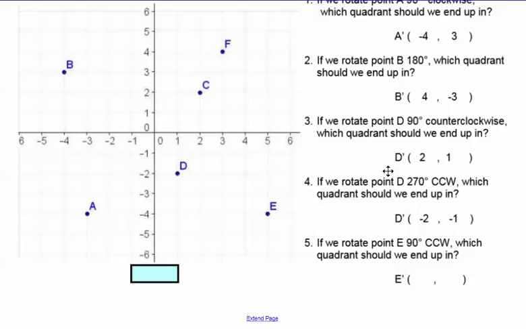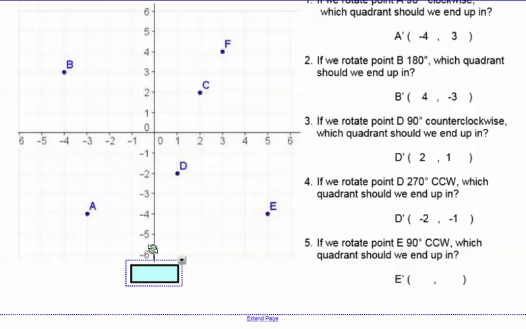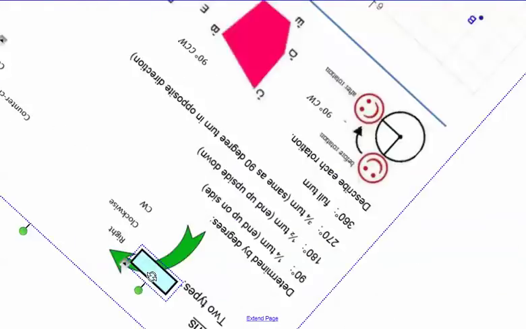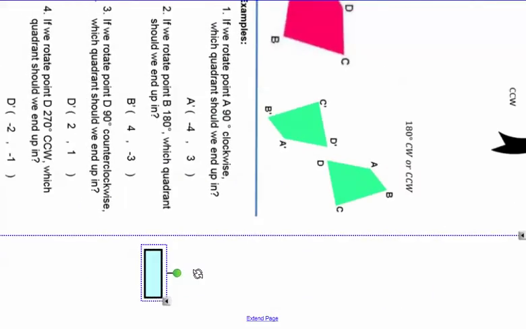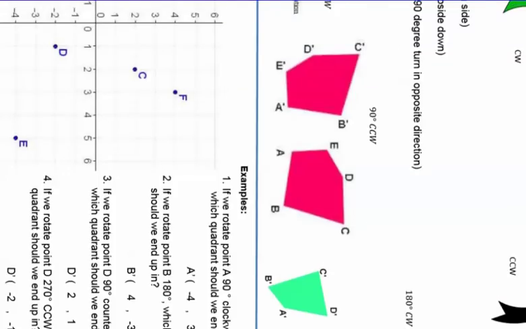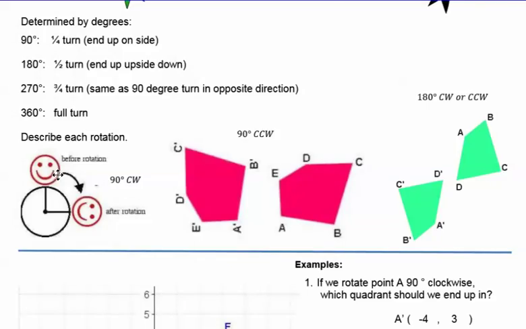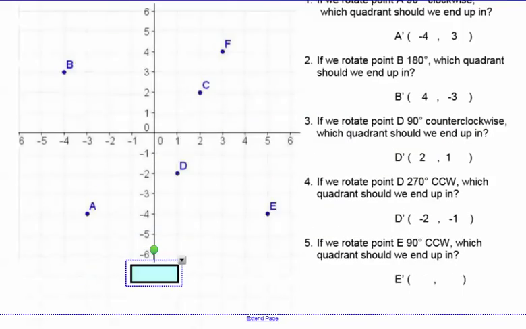And real quick, if I did 270 counterclockwise, we would have gotten the same thing. So counterclockwise is to the left. 1, 2, 3. I end up on that side. All right, and again, left 2, down 1. I still end up with the same thing. So we could either do 270 counterclockwise or 90 clockwise.